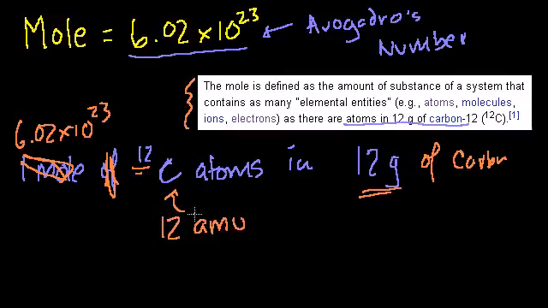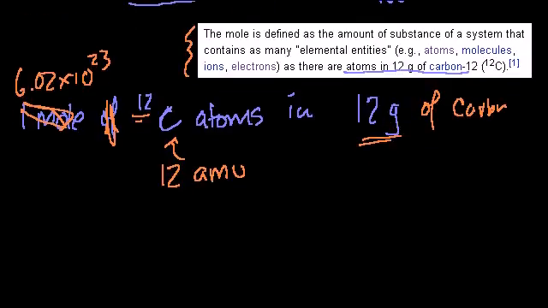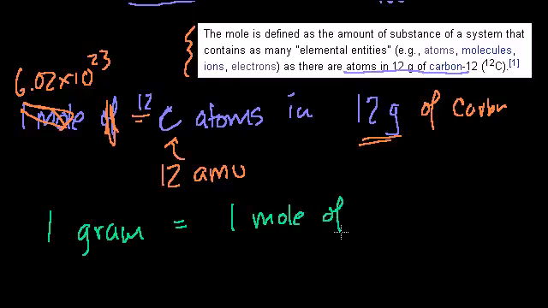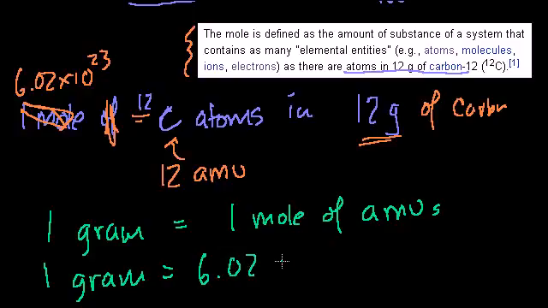So if you have something that has a mass of 12 atomic mass units, and you have a mole of them, or you have 6.02 times 10 to the 23 of them, all of those atoms combined will have a mass of 12 grams. So another way to think about it is 1 gram is equal to 1 mole of atomic mass units. I'll write AMUs like that. Or you could write 1 gram is equal to 6.02 times 10 to the 23 atomic mass units.